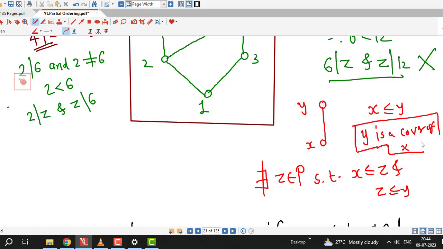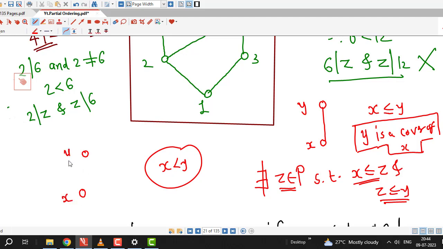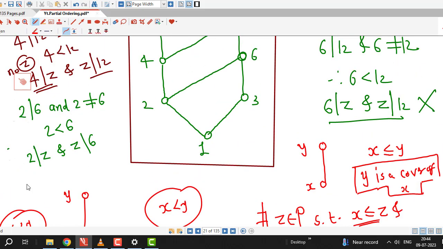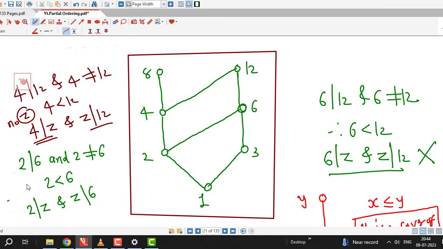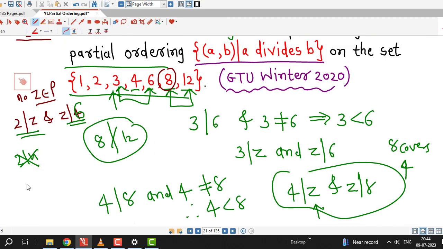Y is a cover of an element x if x is less than y and there is no z in between x and y such that x is related to z and z is related to y. And we join two elements x and y by a line segment if one element is a cover of the other element, and the circle for x is drawn below the circle for y if x is less than y. In this way we can draw the Hasse diagram of a given partially ordered set, and this is all about this session.